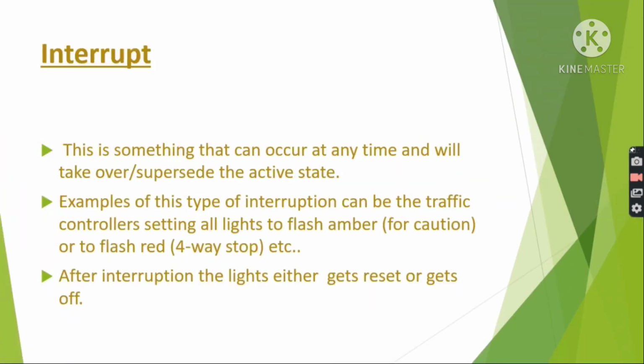Thirdly, an interrupt. It can occur at any time and will take over the active state. For example, this type of interruption can be the traffic controller setting all lights to flash amber or to flash red. After interruption, the lights either get reset or get turned off.